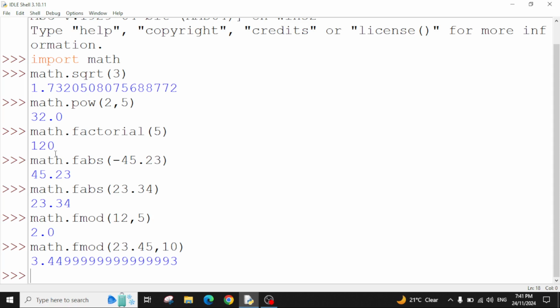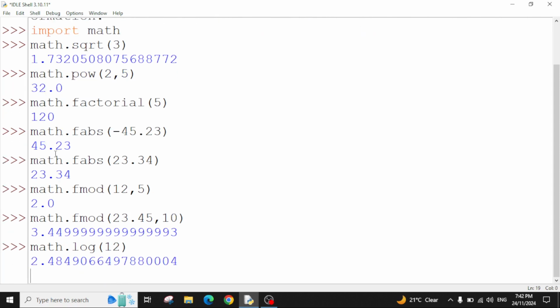The next is to find the log. To find the log, we have to use the log function. Say I have to find the log of 12. So it comes to be 2.4849. So this is the natural logarithm, means log to the base e.